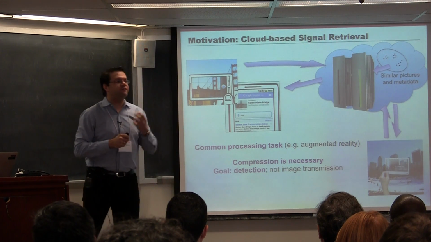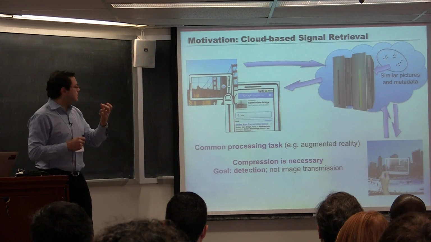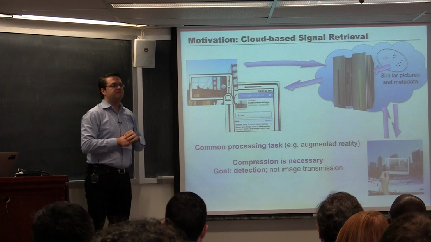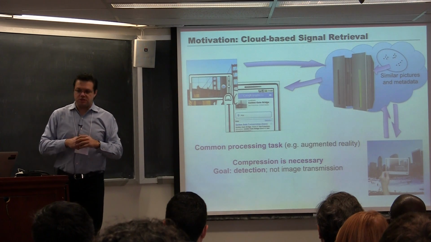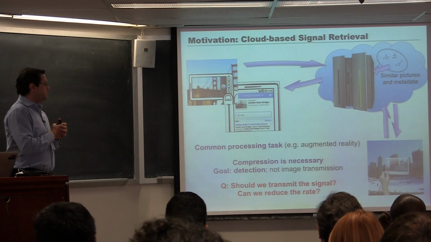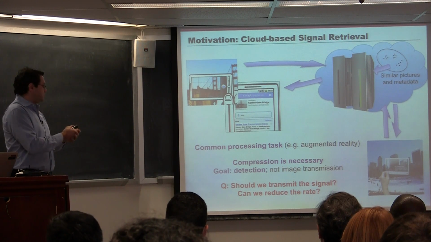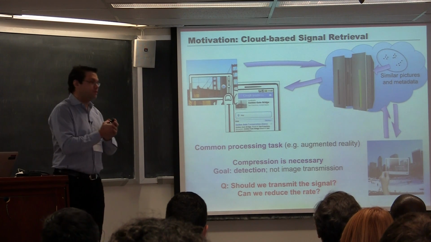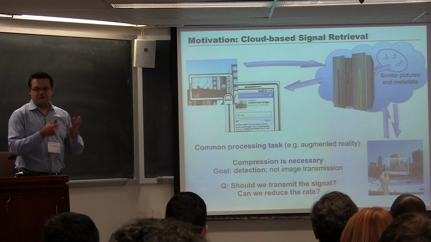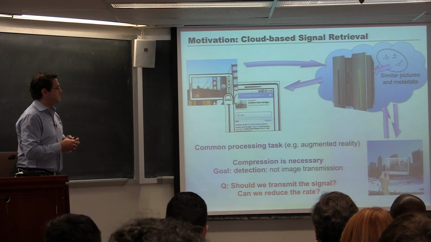It just needs to know enough information to make the inference and tell you that this is the Golden Gate Bridge. Okay? So the question is, can we transmit? Do we need to transmit the whole signal? Of course, as I will argue, no. And can we reduce the rate? And as I will argue, the answer is yes.